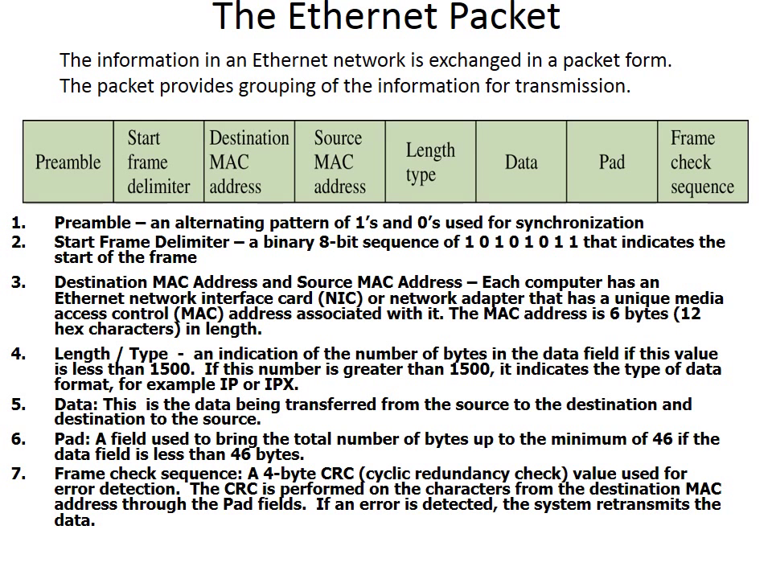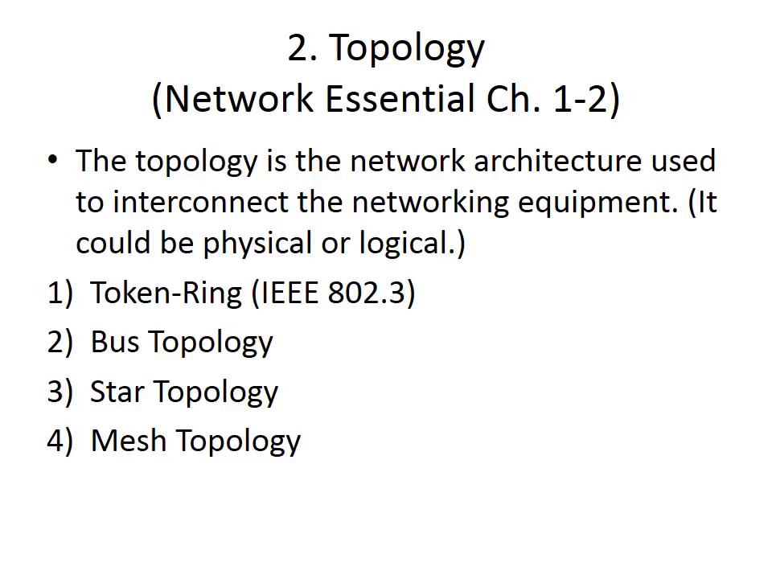The information in an Ethernet network is exchanged in packet form. The packet provides grouping of the information for transmission. The topology is the network architecture used to interconnect the networking equipment. It could be physical or logical.